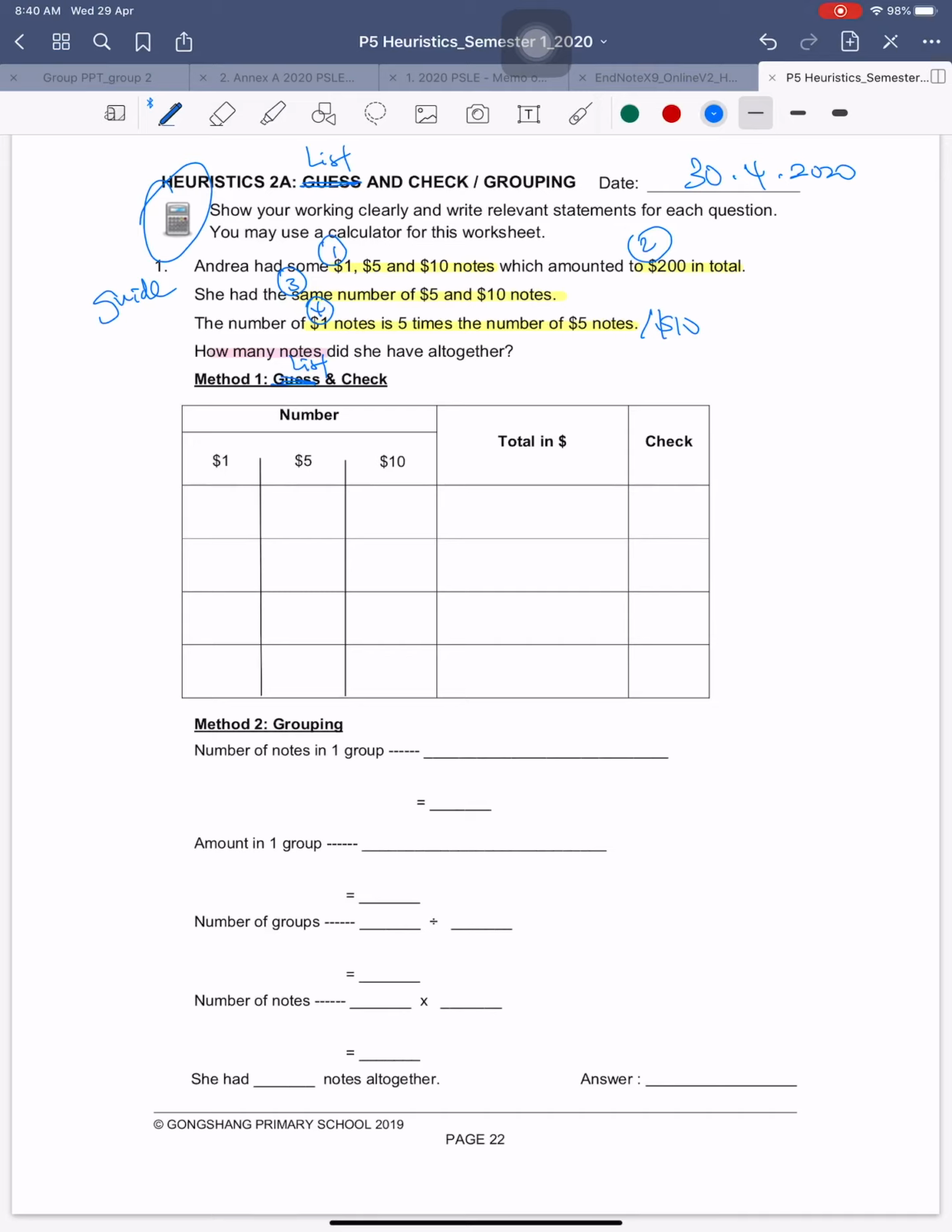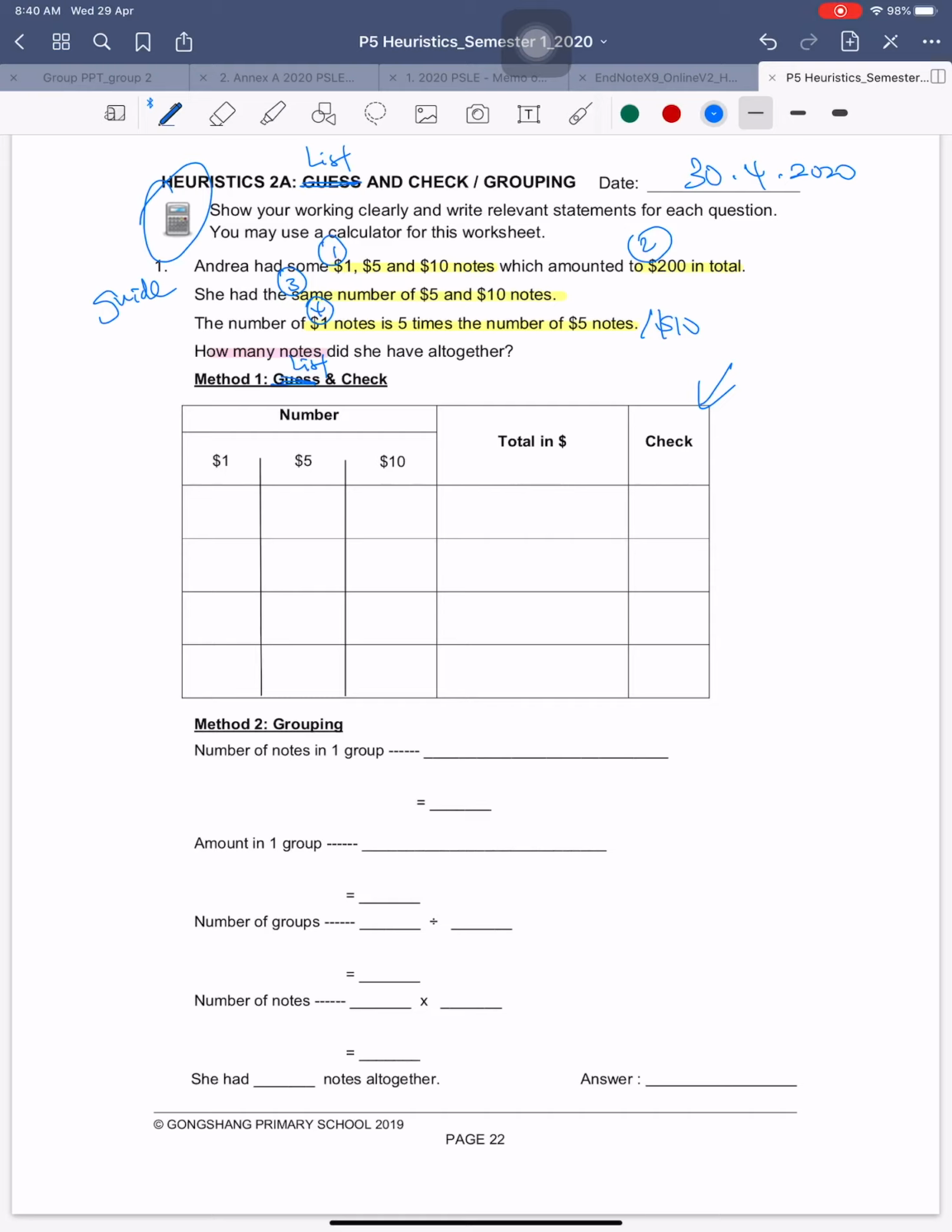Alright, so now this is a standard way of coming up with the table. So in this case you will have to guess how many $1, $5, $10 notes, and you have to check the total. And lastly, now this is a very important part.